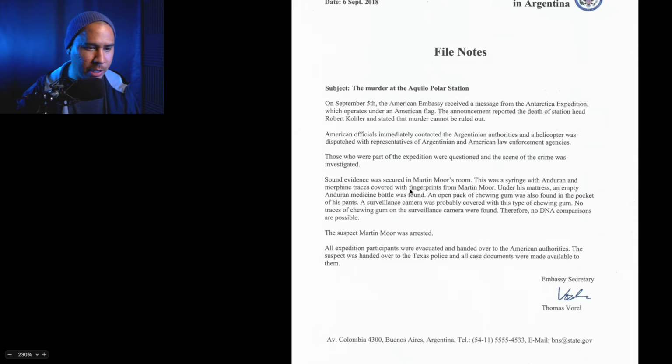Sound evidence was secured in Martin Moore's room. This was a syringe with Andoran and morphine traces covered with fingerprints from Martin Moore.